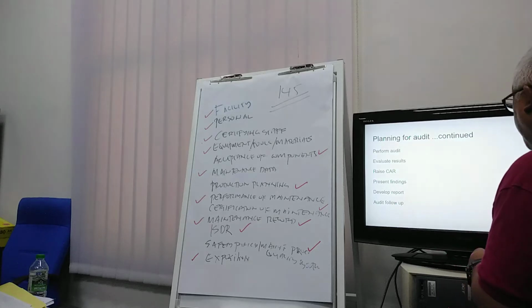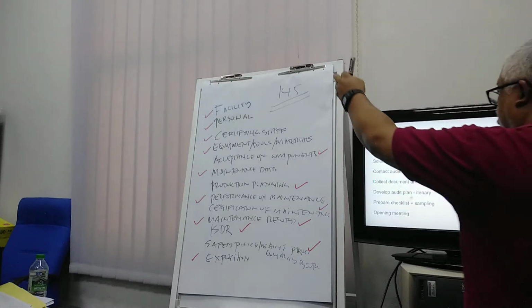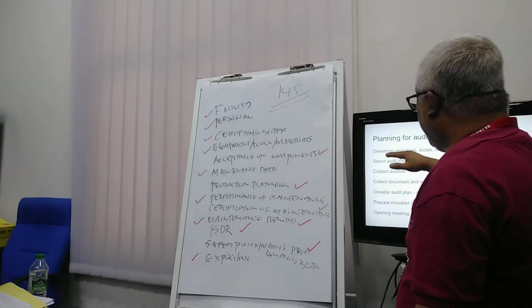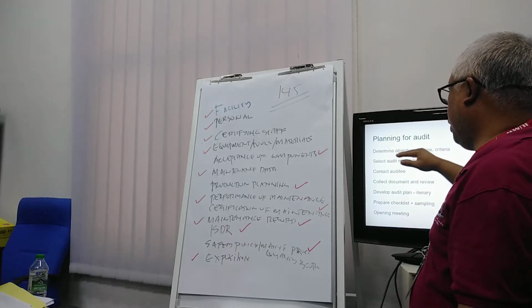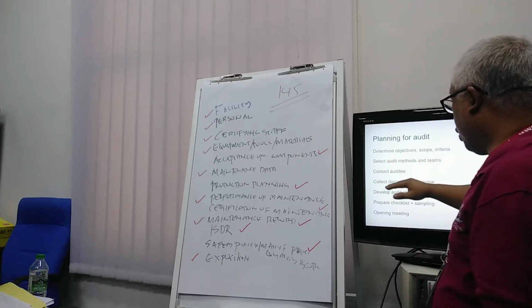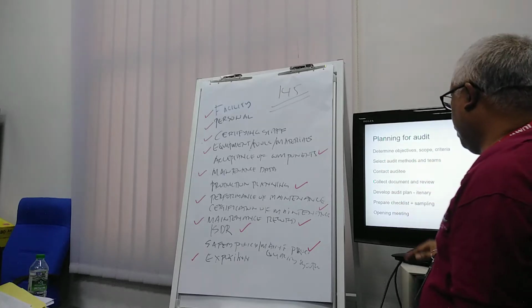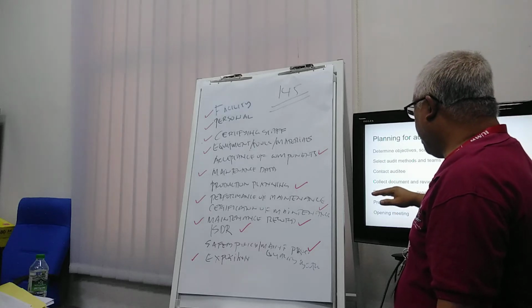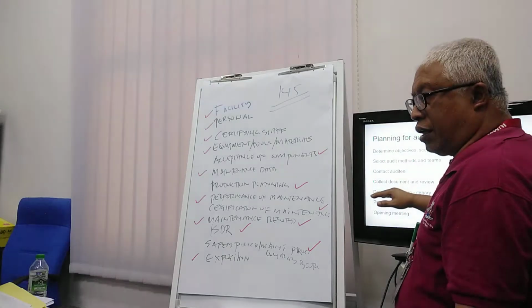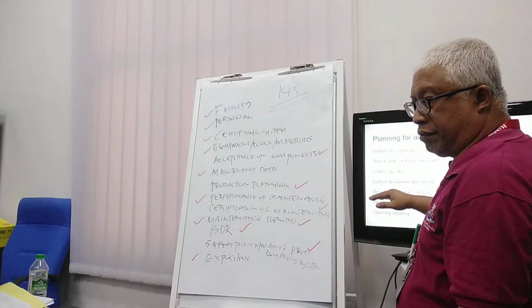So the information here is what I was trying to explain yesterday, because we're trying to get to an understanding of what objective you need to establish, what scope, what criteria, what audit methods, and what documents you want to collect and review, and how you want to plan the audit. Because to plan the audit, you need to look at which areas are your concern.